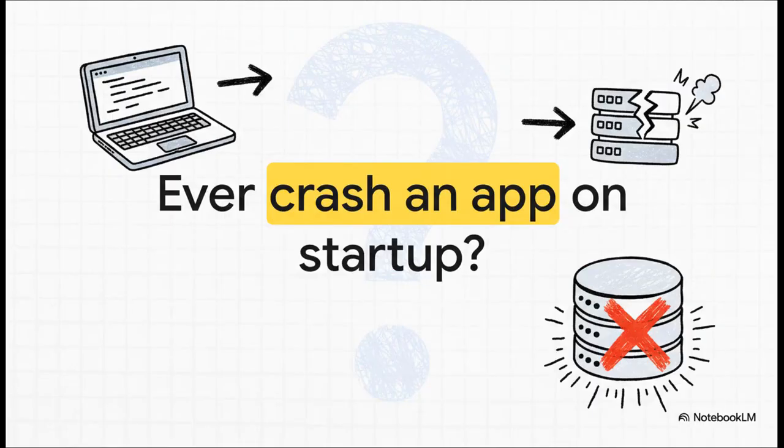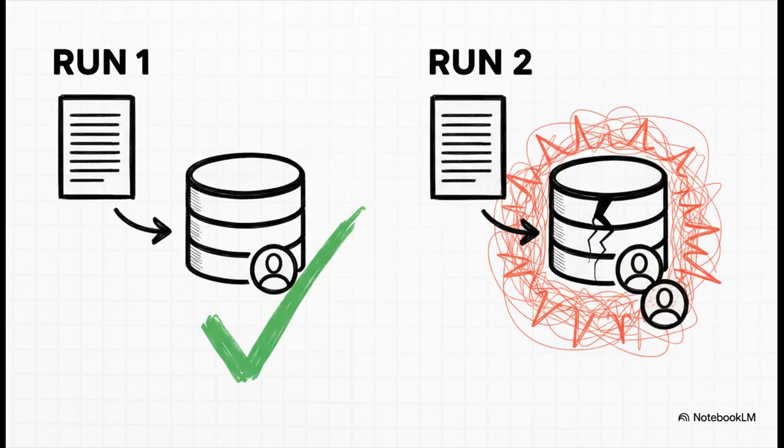So let me ask you this. Have you ever had one of those days? You push some code, the app restarts, and bam, it just crashes. Instantly. You scramble to check the logs, and yep, there it is, a database error. It is just so frustrating, and it happens way more than we'd like to admit, right? And you know what the crazy part is?